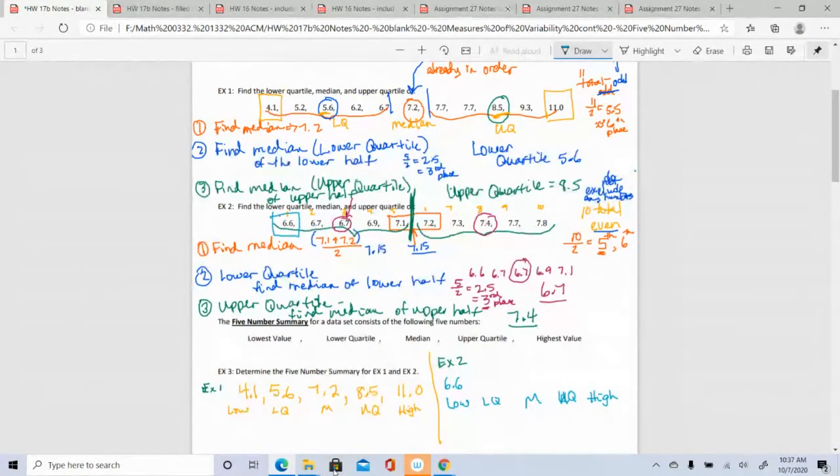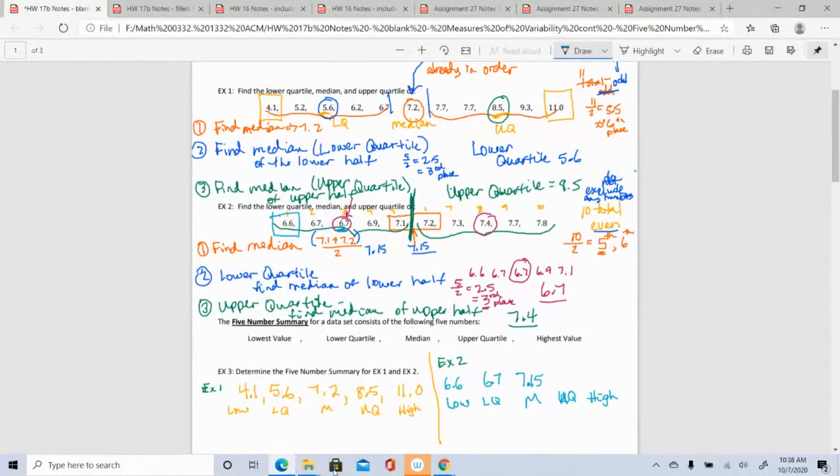And then we would go to our lower quartiles. What did we get for that? $6.7. Good. And what did we get for the median of the whole thing? $7.15.